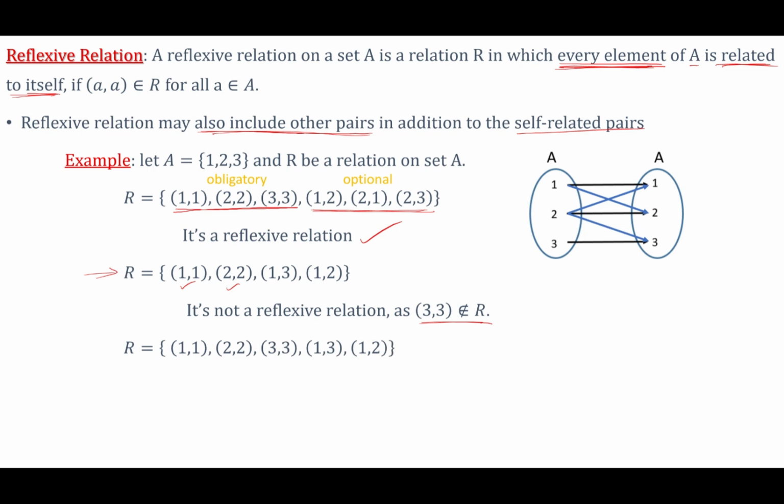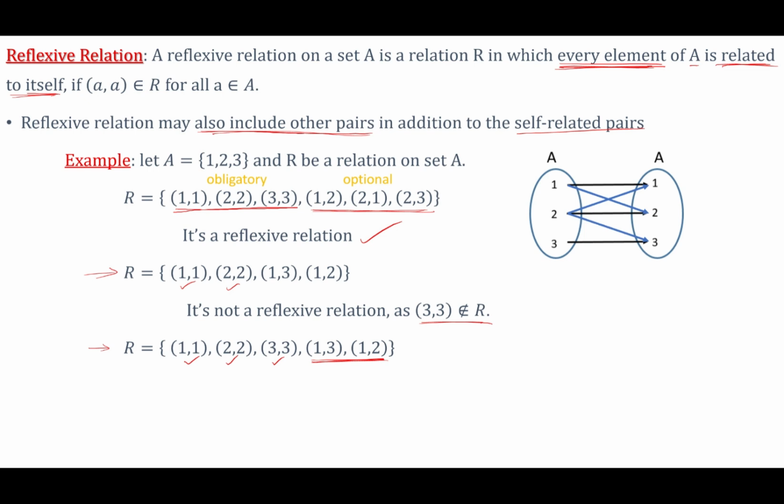See here, a relation on set A. Ordered pairs with the same elements must be there: 1 1, 2 2, 3 3. This is an obligatory part. It is a must. The other relations, the other connections, the other ordered pairs are optional. It could be, it could not be.